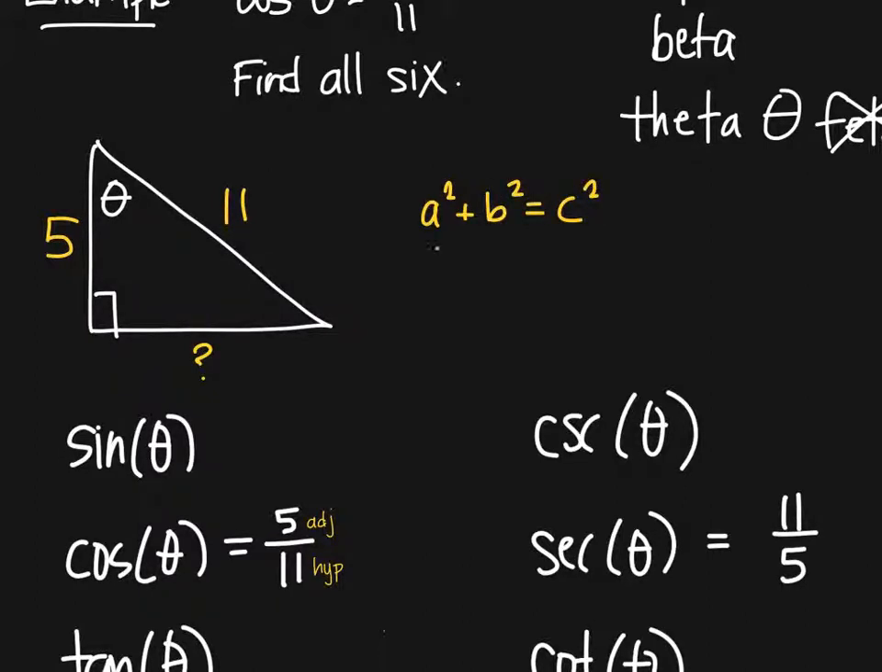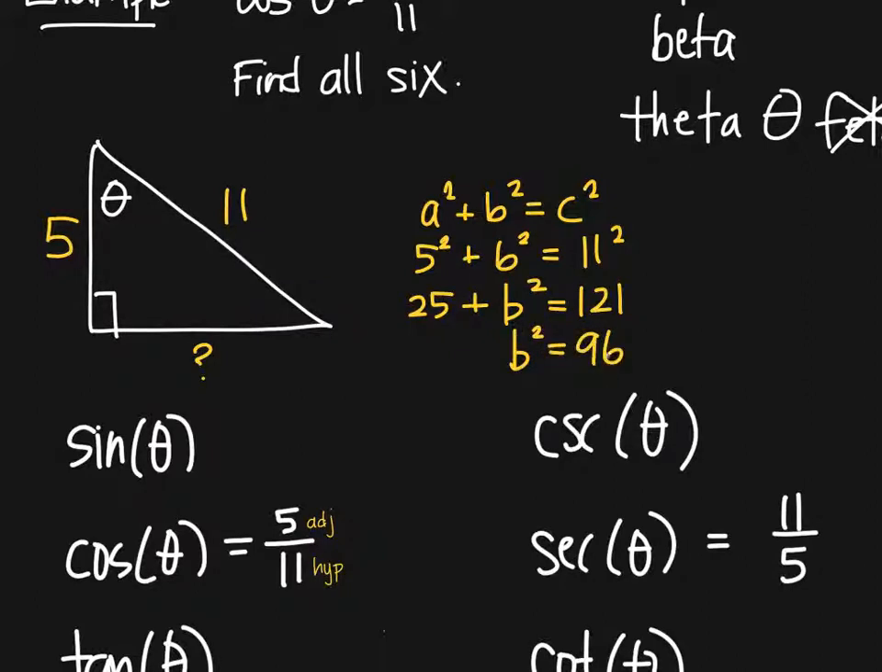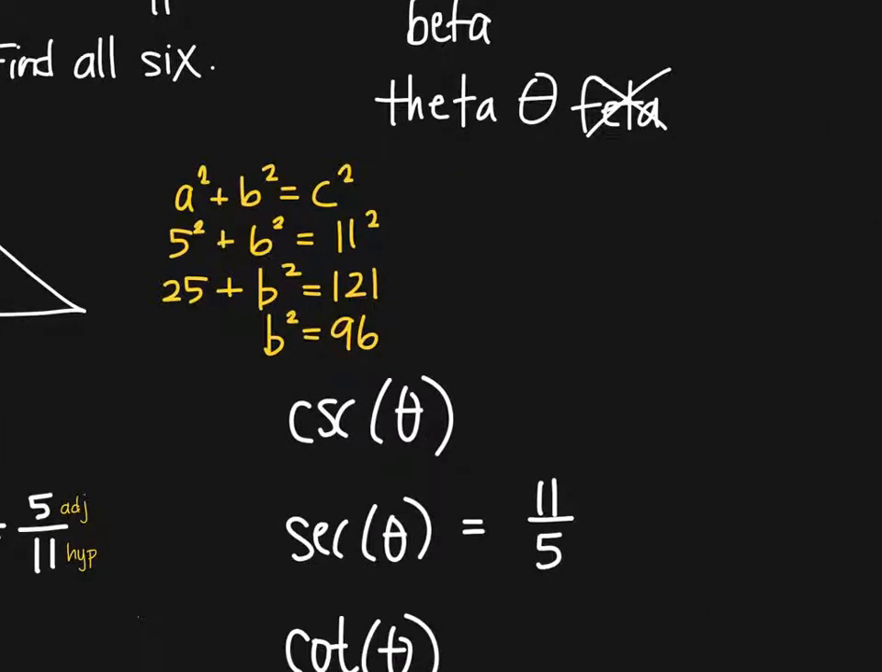So I'm going to have 5 squared plus, I don't know yet, and then 11 squared. So that's 25 plus b squared equals 121. And when you subtract 121 and then 25, what do you end up with? 96. So b squared is 96, which means b has to be the plus or the minus square root of 96.